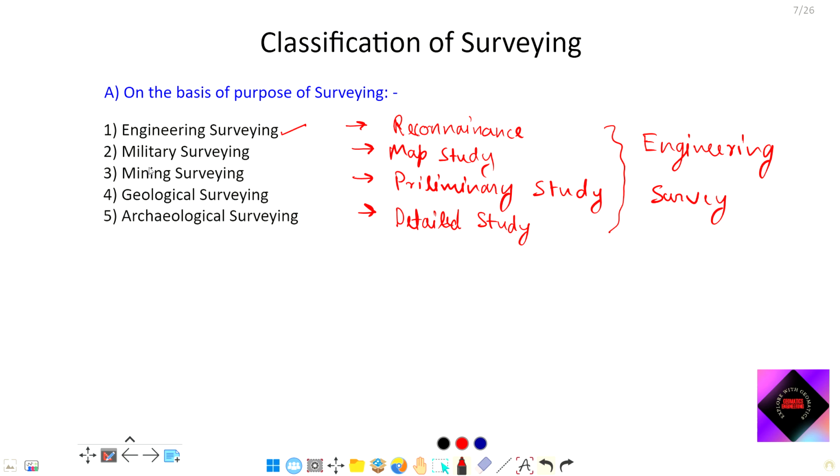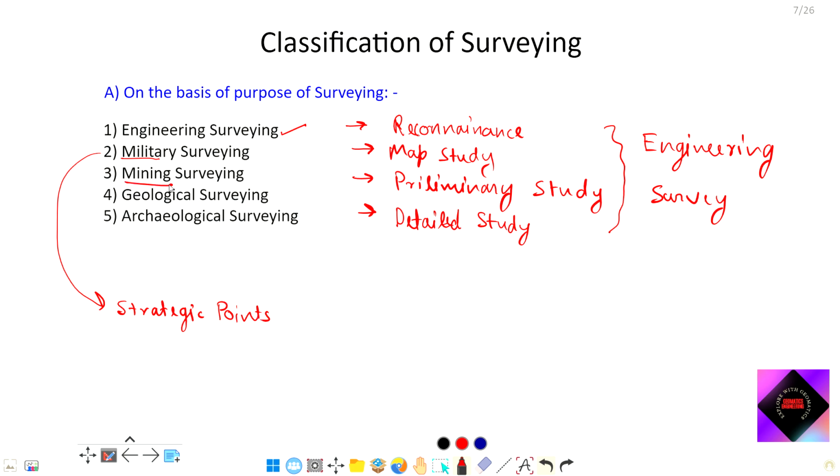Military survey, as per name suggests, is surveying done for strategic points. Strategic points means between two conflicting areas or boundaries. For example, our military has to situate the boundary between Pakistan and Hindustan. So the type of survey in which we are dealing with strategic points is called military survey.